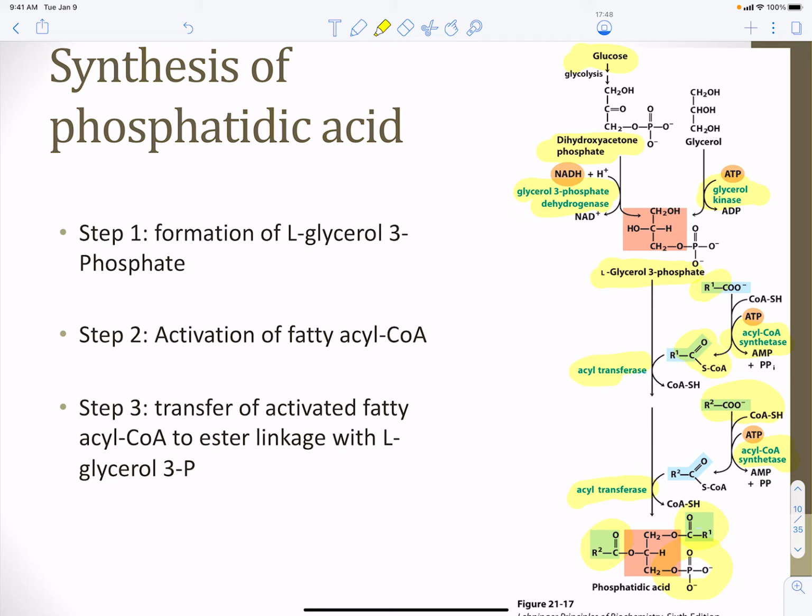Your liver and adipose tissue are both going to be able to have a dephosphorylation step, and then to make the diacylglycerol. The liver is the only one that's going to have this glycerol kinase, so that's different between the two of them as well.